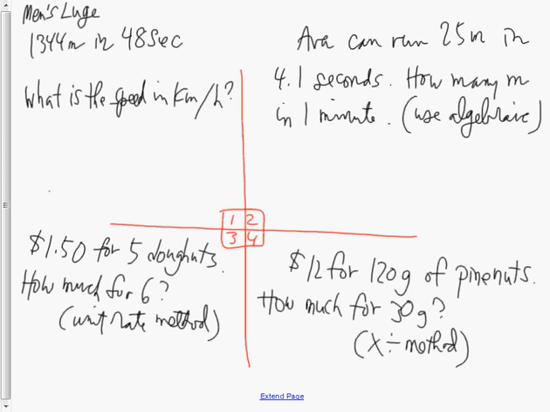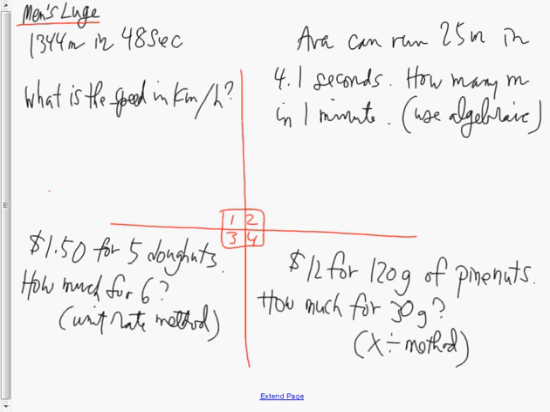Okay, grade 8. This is 4 questions dealing with proportional reasoning and solving them using 3 different methods. So the first question is your most difficult. We'll come back to it at the end. It's an Olympic question. Your second question says Ava can run 25 meters in 4.1 seconds. How many meters in 1 minute? Question mark. That's missing. And it says use the algebraic method.